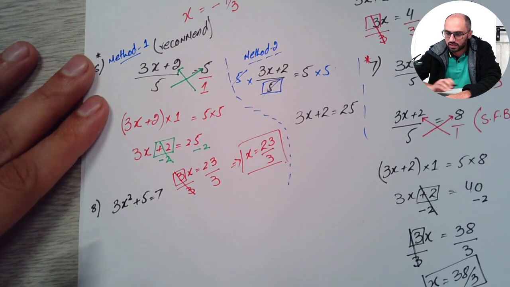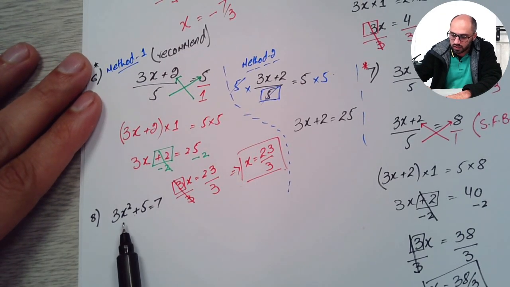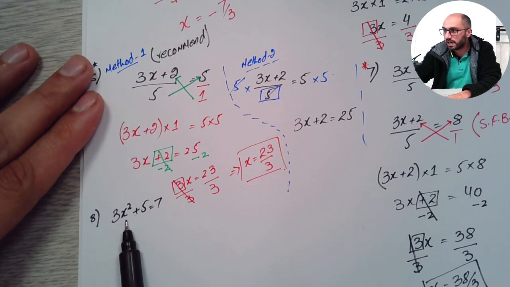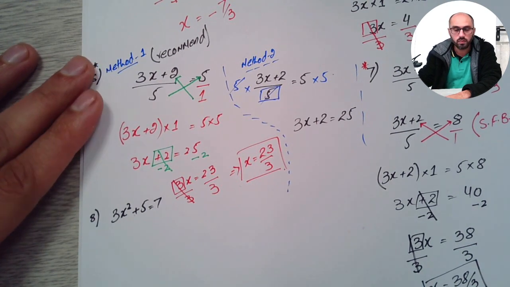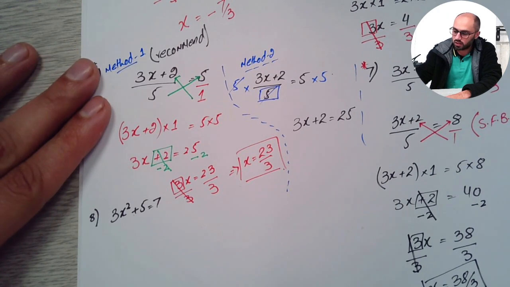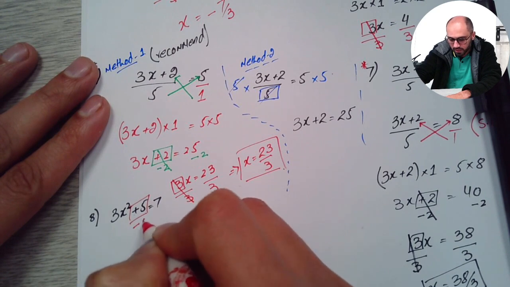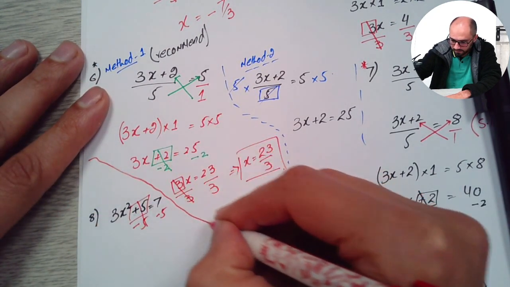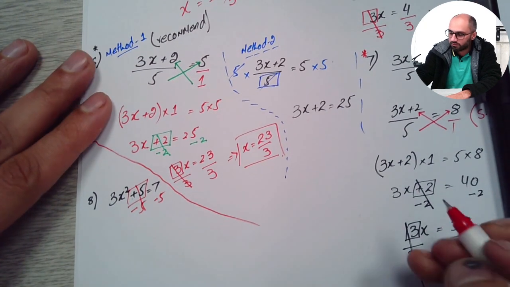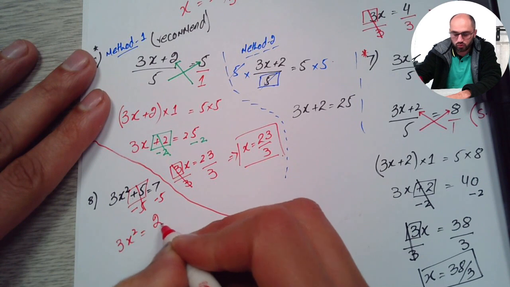Question number 8 is again similar to question number 4, but the only difference here is you are given x as x to the power of 2. So the method will still remain the same. You will make x squared your subject. What will you do? The first thing is you'll get rid of this 5. How? You'll do minus 5 on both sides. This is gone. Then you're left with 3x squared equals 2.